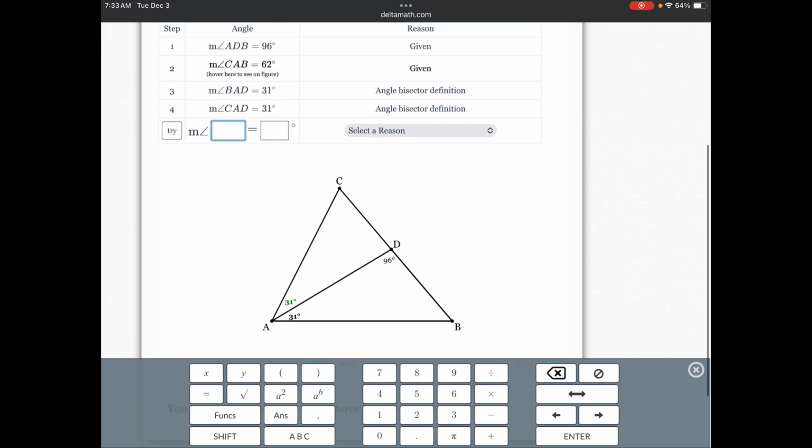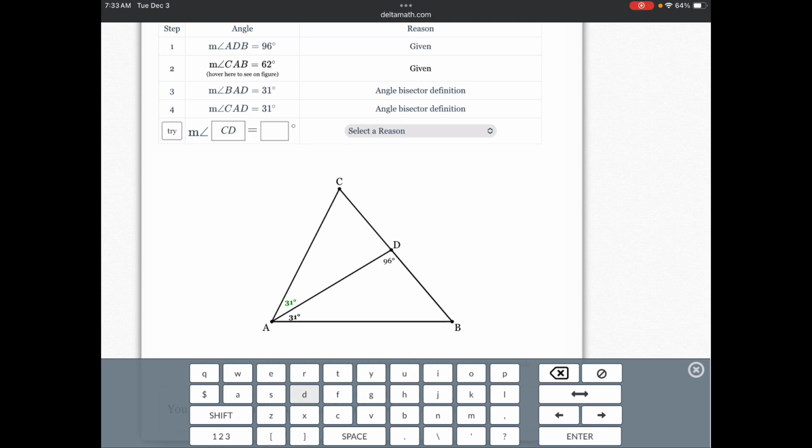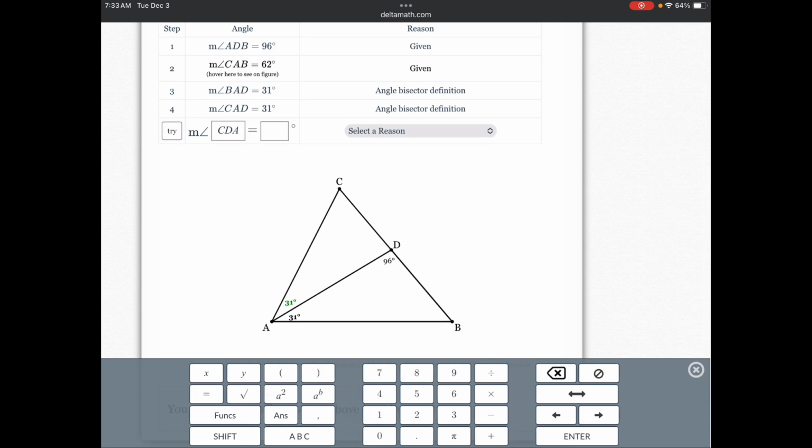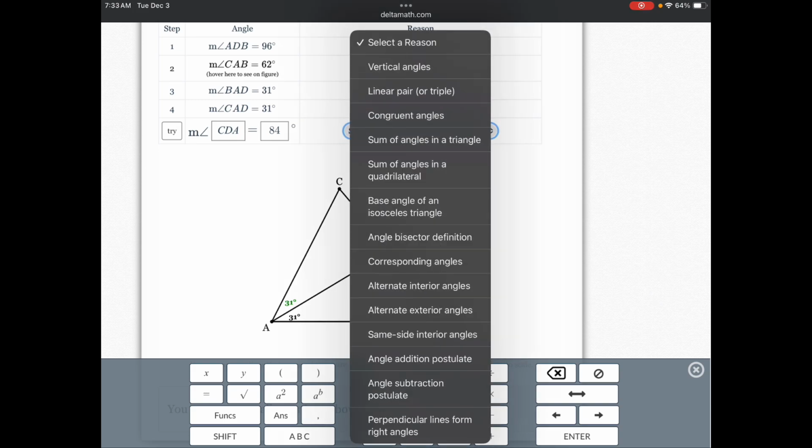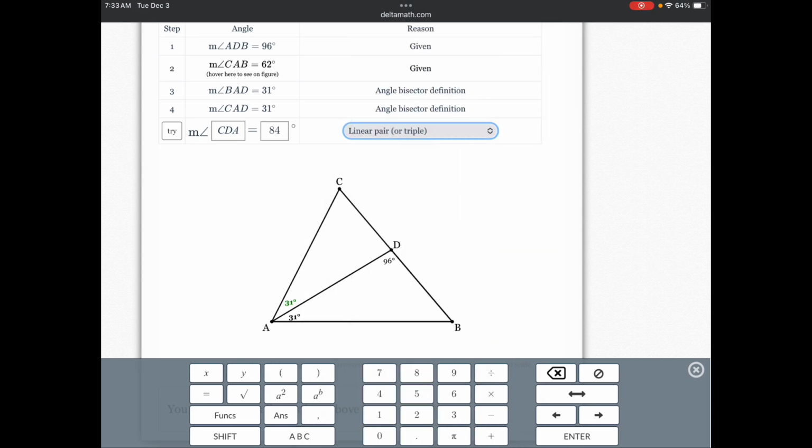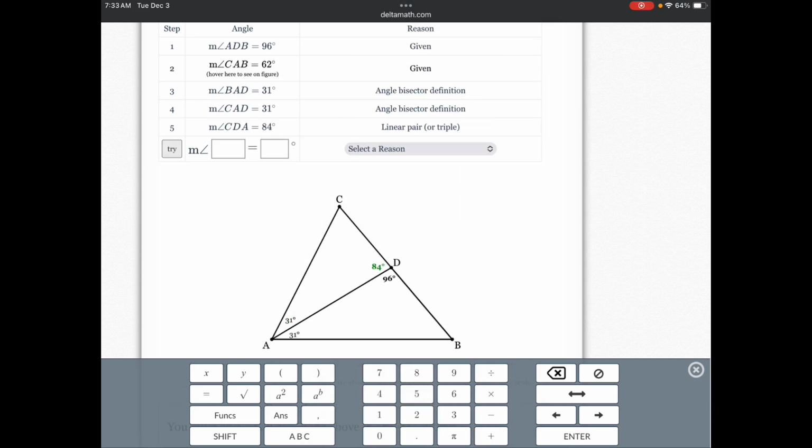So I'm going to call this angle CDA. This is angle CDA, and that's going to be 84 degrees, and that's because that forms a linear pair. Okay, I'm going to give it a shot, try it, it loads up, it's good to go, and now I think I'm ready to finish up here.